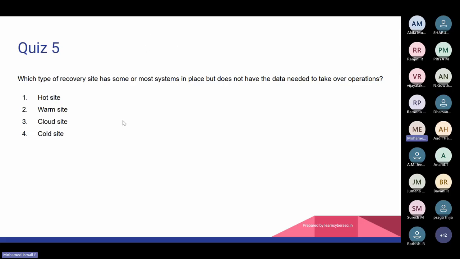So start with the question: which type of recovery site has some or most systems in place but doesn't have the data needed to take over operations? Hot site, warm site, cloud site, or cold site? You can take the chat and respond.